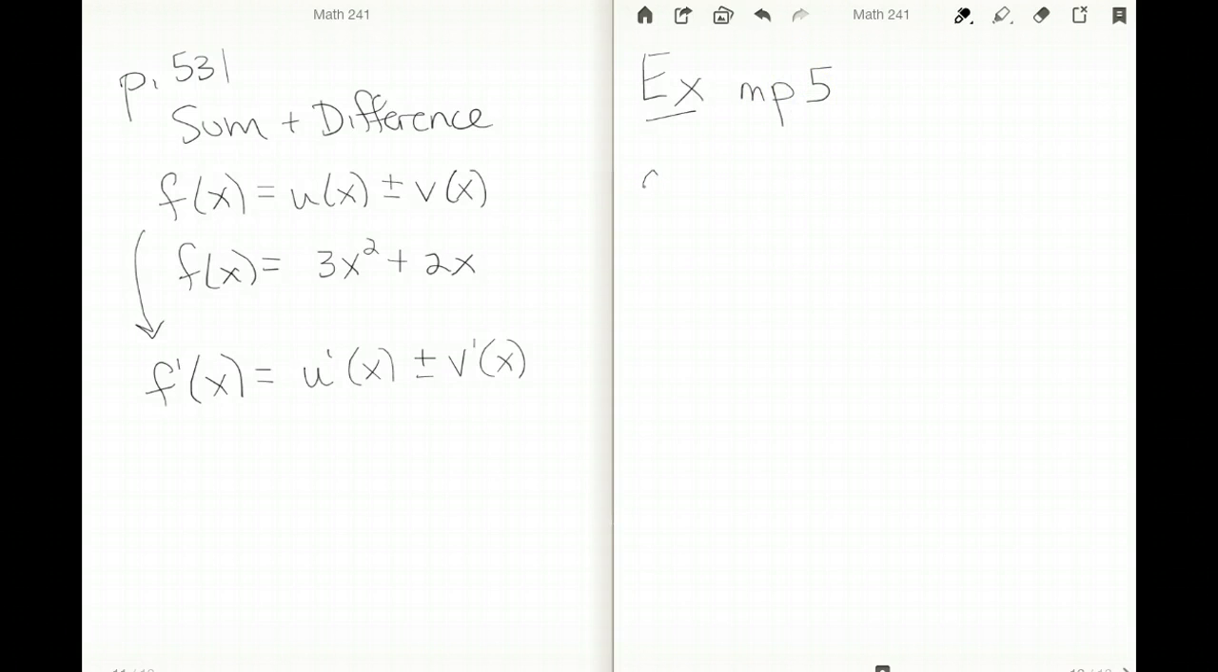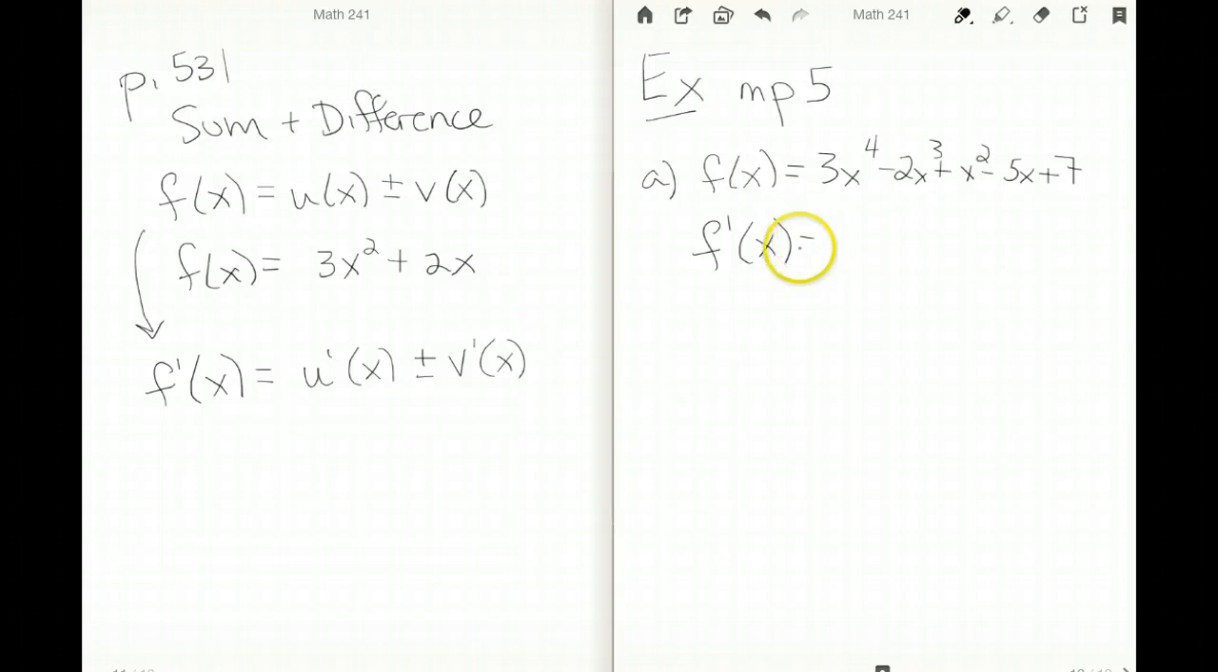Okay, so in part A, this one's a long one. Let's say f of x is defined to be 3x to the fourth minus 2x to the third plus x squared minus 5x plus 7. There's nothing that says we have to have just 2 terms. We could have lots of terms, and the rule would still apply. All it says is that the derivative goes term by term. You take the derivative of each term. So to find f prime of x, we just go term by term.